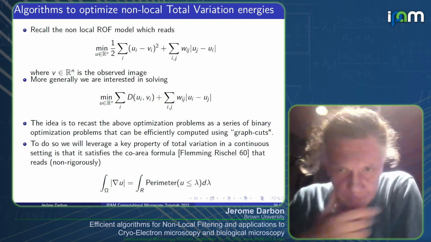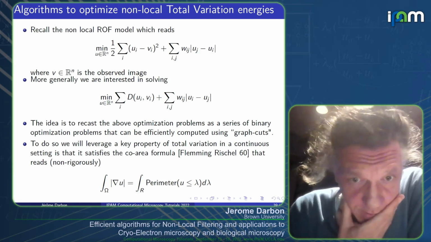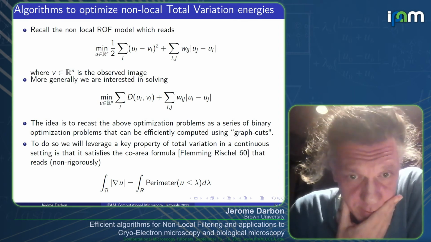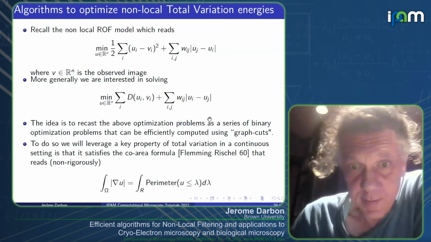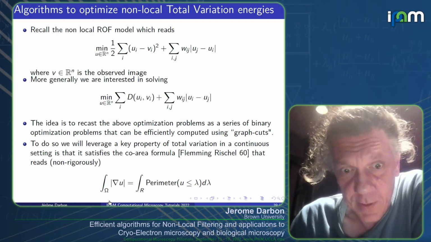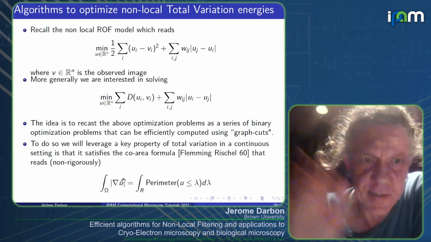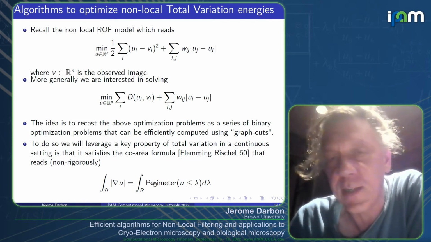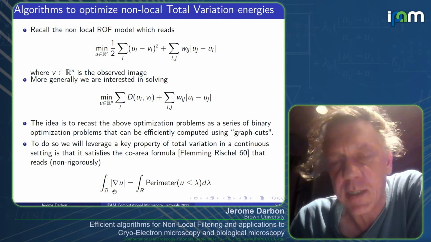Fleming and Rishel, more than 50 years ago, 60 years ago now, developed a formula for total variation that connects to the original formulation of total variation. In the continuous world, this is what we would write, an integral of the L1 norm of the gradient. This is a non-rigorous way of talking about TV. And that sum here can be seen as a discrete approximation of that integral here.